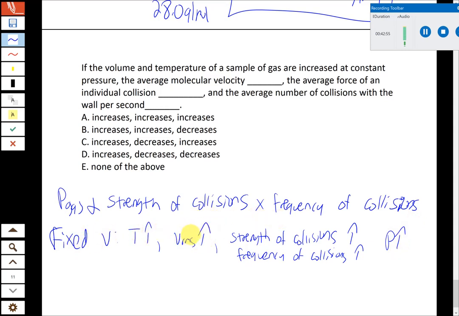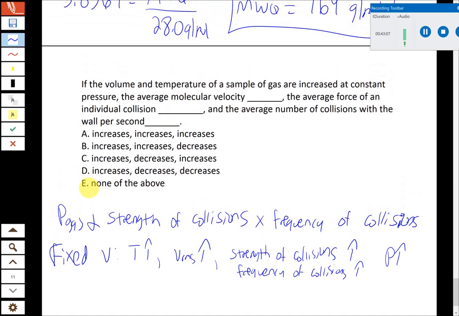The speed of the gas molecules gets higher. There's going to be stronger collisions with the wall because they're moving faster on average. They're going to collide with the wall more frequently because they're moving faster on average, and that's going to combine to increase the pressure. But in this problem here, we're telling you that the volume is also increased and the temperature is increased as well. So both of those are going up, and the pressure is constant. So pressure is not changing.